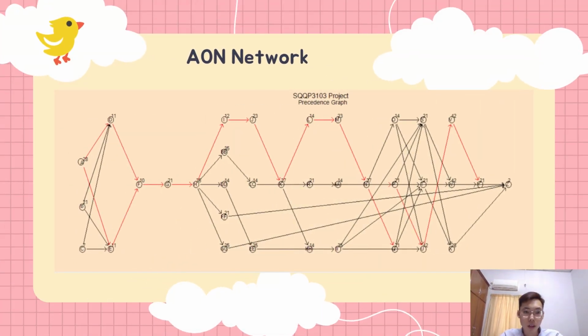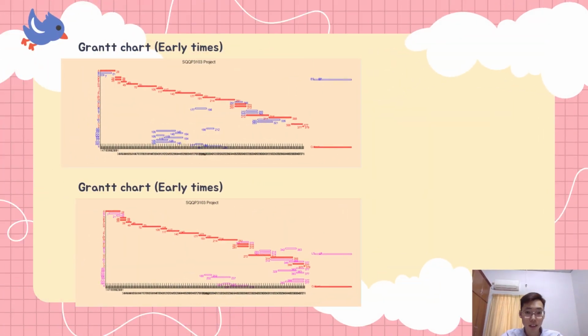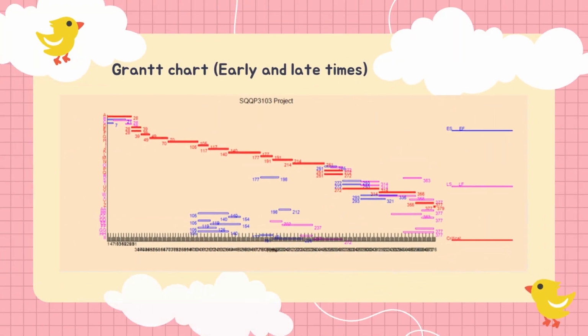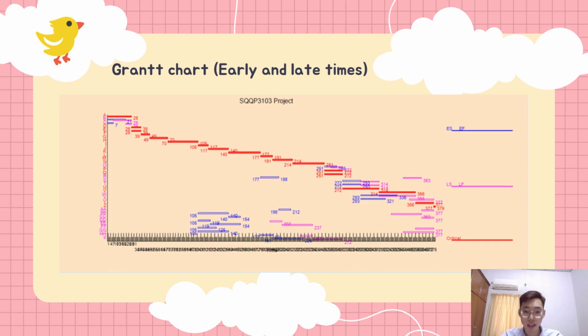So next is the AON network. The AON network is generated by QM for Windows. So the red line is the critical path. This is the Gantt chart early times, and below that is the Gantt chart late times. And the last one is the Gantt chart early and late times.